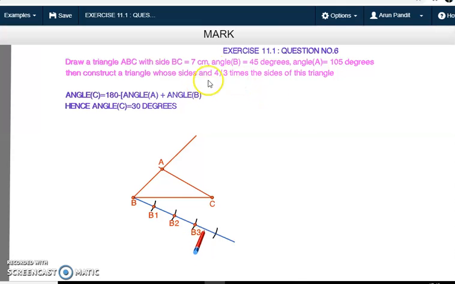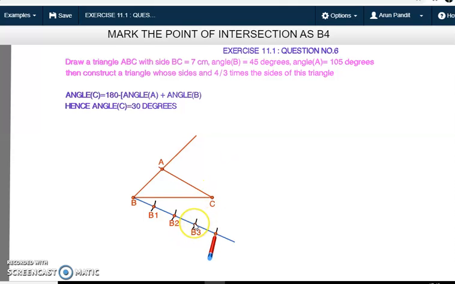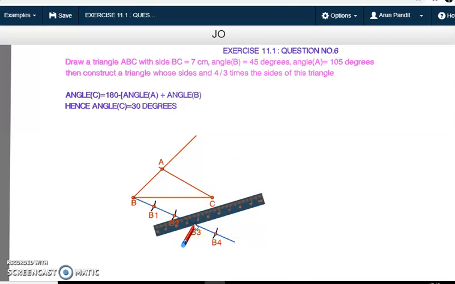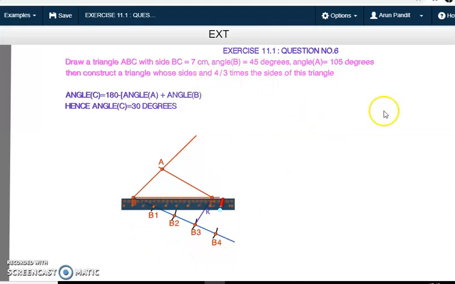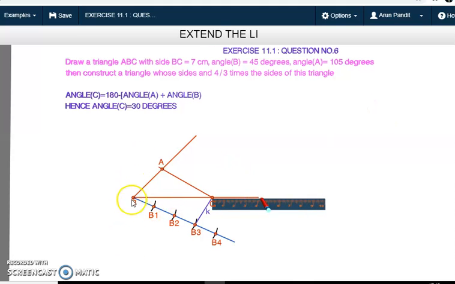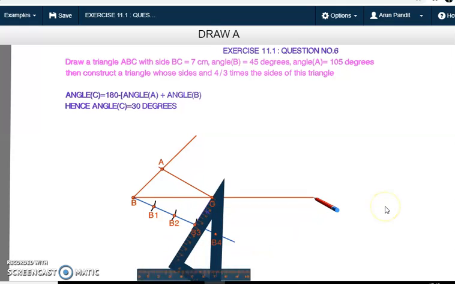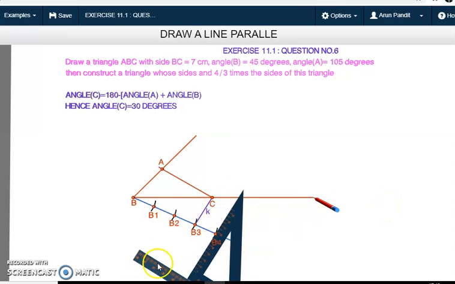As the denominator is 3, we join CB3, and now we have to draw a line parallel to B3C passing through B4, as the numerator is 4. So you extend BC, line segment BC, up to a point. See, the scale is fixed.